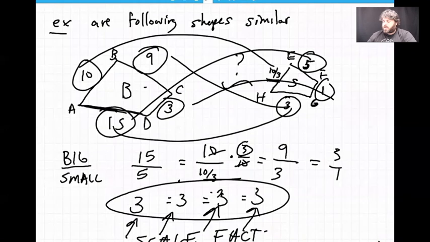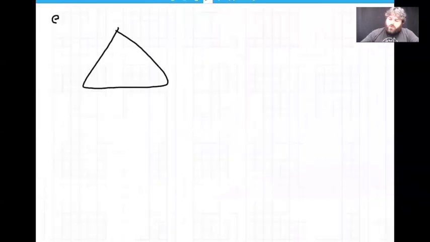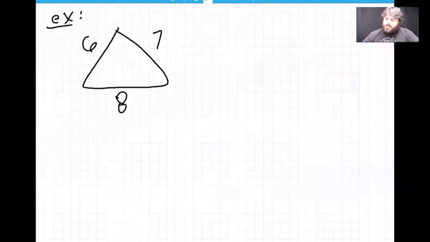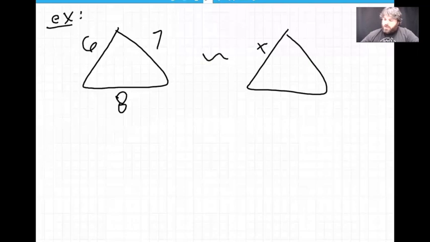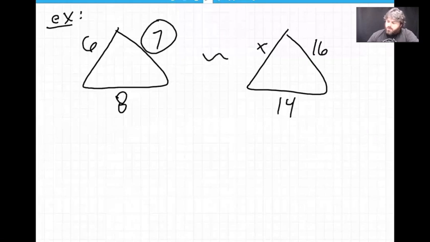So just be thinking about scale factor. Sometimes it's good. Here's an example of how you can use scale factor to your advantage. Here's a triangle with side lengths 6, 7, and 8. And I'm being told that it is similar to a triangle with lengths x, 16, and 14. I'm looking at this and trying to see what the scale factor is. I see that there's a 7, and then I see there's a 14. You see how that's twice? That's 2 times as big.